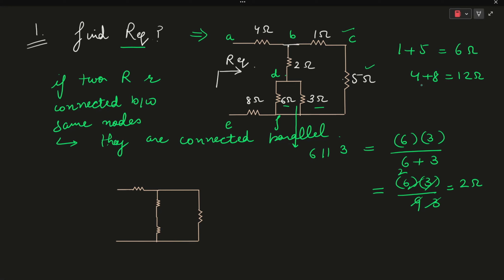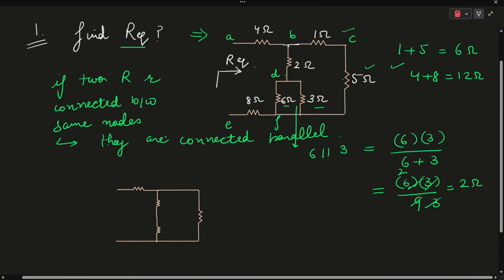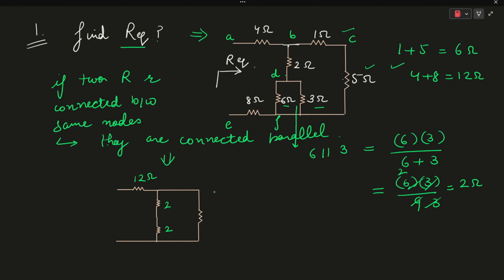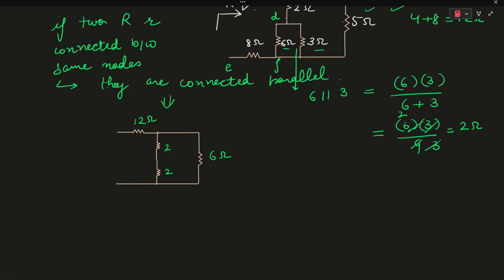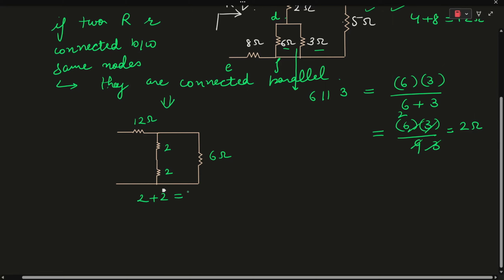After calculating the value of the resistances, this will be our new equivalent circuit. So the resistor will be 12 ohms, and it will be 2, over here also 2 ohms, and the equivalent resistance over here will be 5 plus 1, which is 6 ohms, okay? As you can see, the combination of these two resistors will be 2 plus 2, which is equal to 4 ohms, okay?